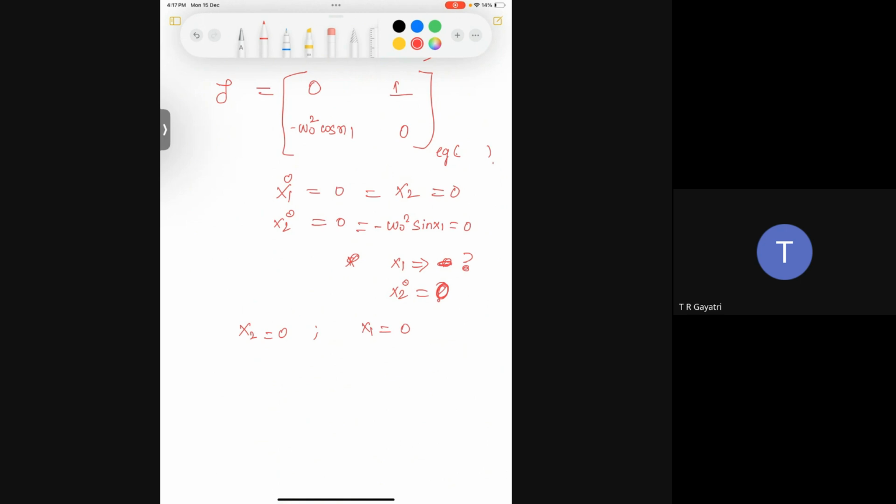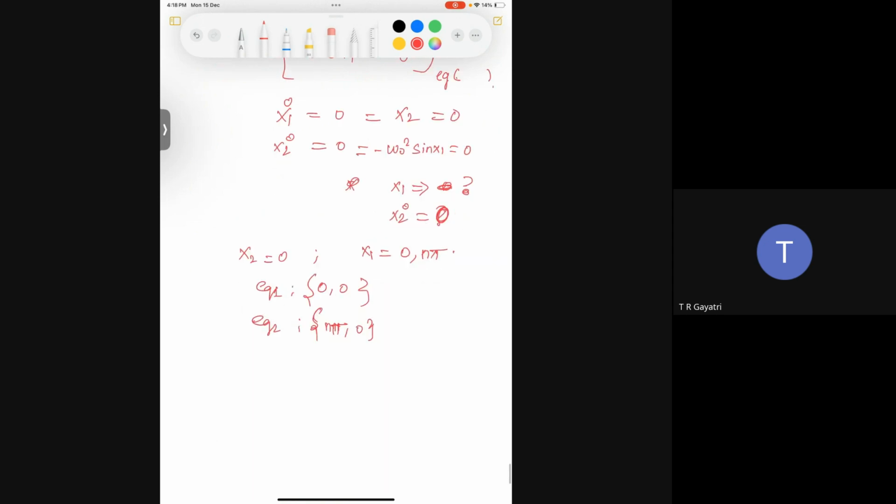Sine of n pi will be 0. So the equilibrium points are: 0, 0 is one set of equilibrium point. Equilibrium point 2 is n pi, 0, with n equal to 0 not included. So these are the two sets of equilibrium points, equilibrium point 1 and point 2. So you need to find the linearized version of the system for both equilibrium points.